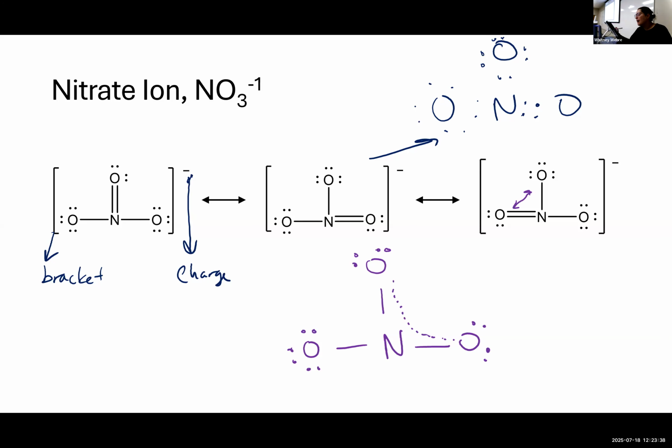So this would not be an answer option for an exam. You might be asked about the hybrid, but you wouldn't be asked to draw it out. So if you were asked to do that Lewis dot structure, you would have to draw it out like this with the resonance. And I have another example for us to practice.